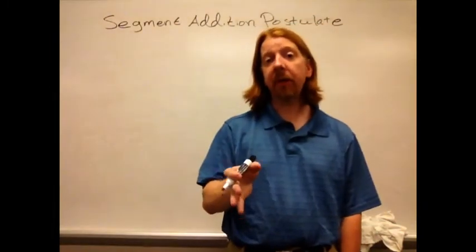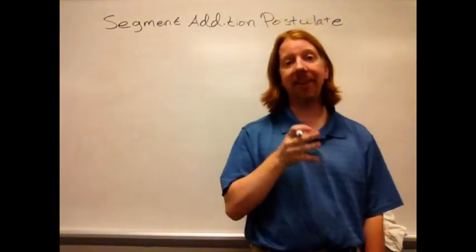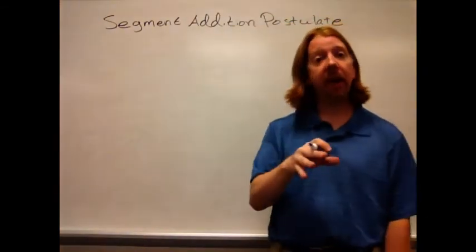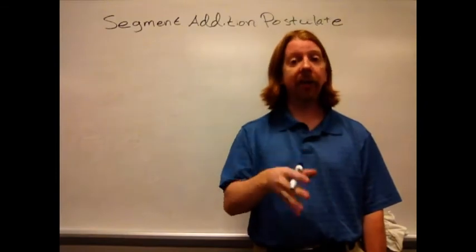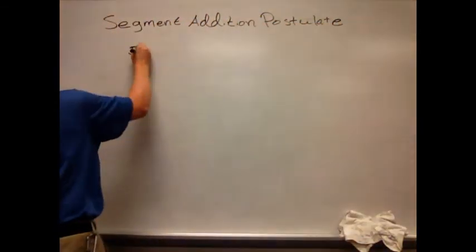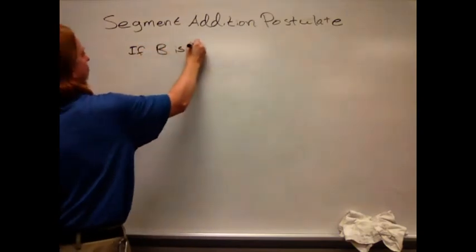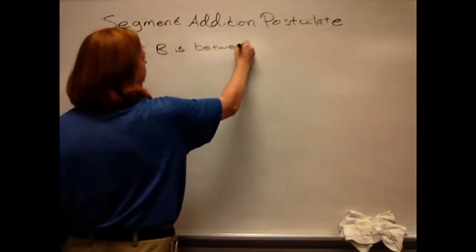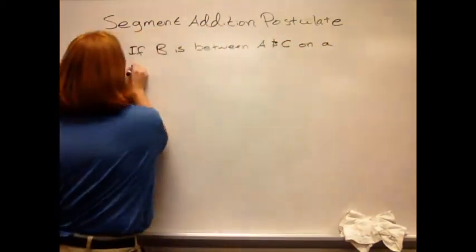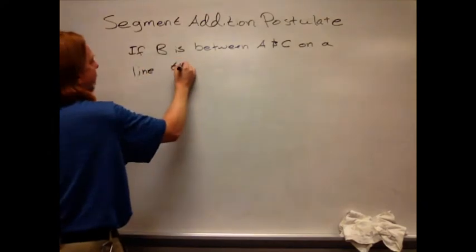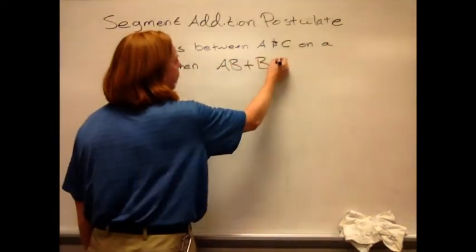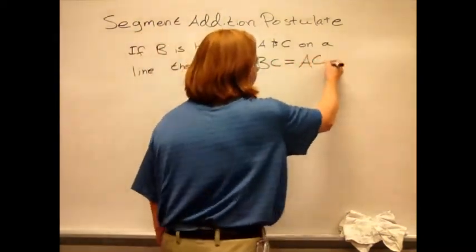The big idea in 1.2 is the segment addition postulate. It's the big overlap between geometry and algebra, and it ties in with what we worked on in class relating to the hurdle problem. What it says is this. If B is between A and C on a line, then AB plus BC equals AC.